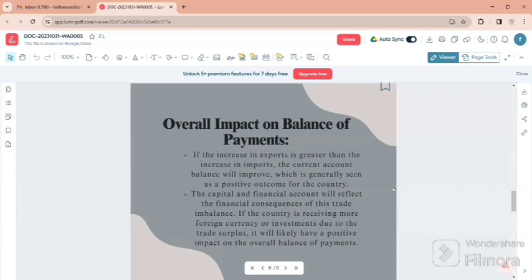Now, this was for the current account. We have two more accounts, capital and financial account. We have said in the previous slide that the capital and financial account will reflect the financial consequences of this trade imbalance. If the country is receiving more foreign currency or investments due to the trade surplus, it will likely have a positive impact on the overall balance of payments.